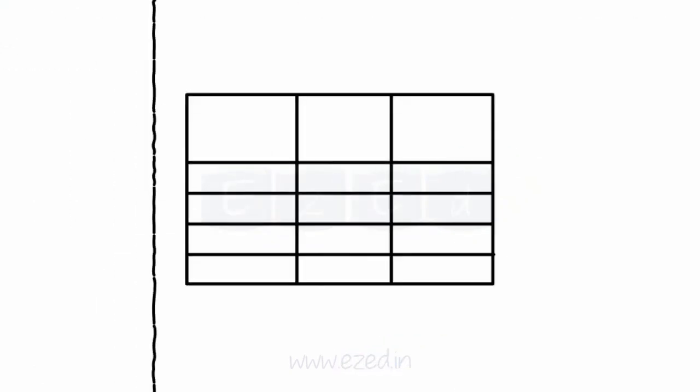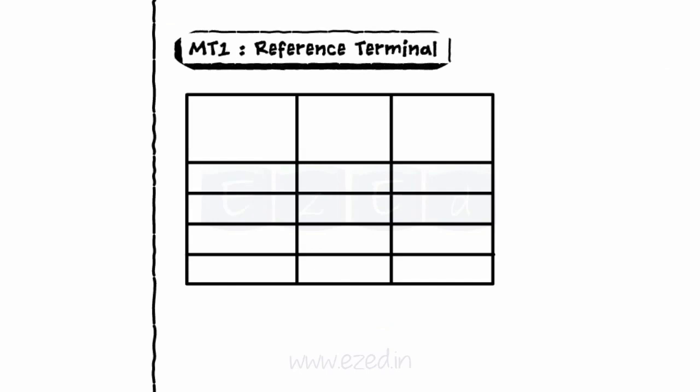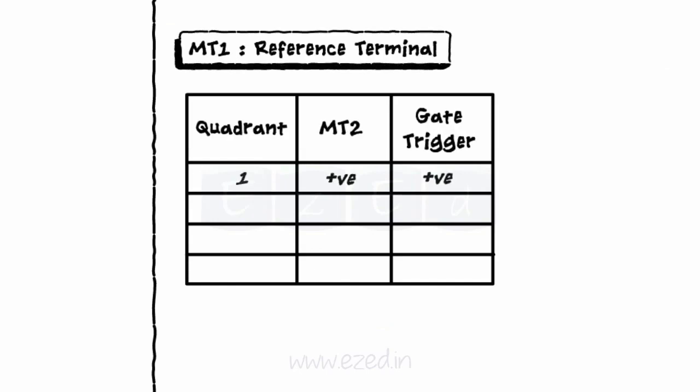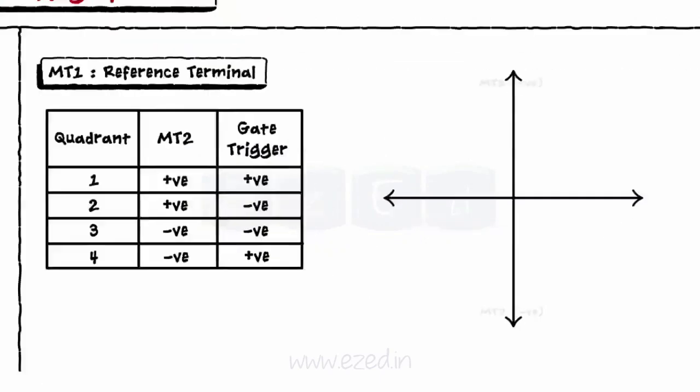We will consider the working of the TRIAC by keeping the MT1 terminal as a reference and considering only the MT2 terminal. Thus, we get the four combinations depending on the values of MT2 and gate.